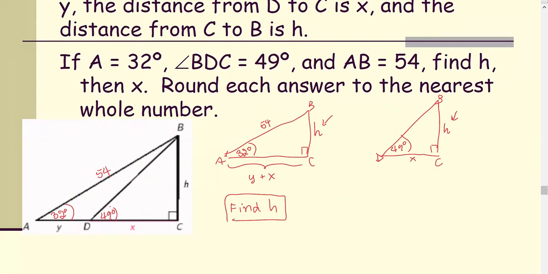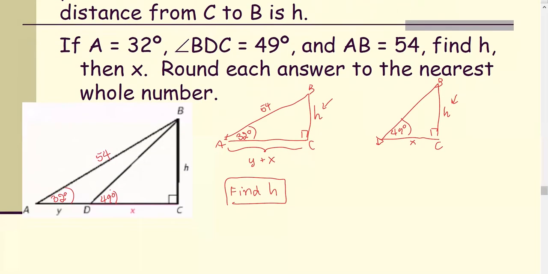To use one of the definitions of the six trig functions, in the big triangle, angle A is 32, the opposite is h, and the hypotenuse is 54. So we have more information to use than using the other small triangle. Opposite and hypotenuse means we're going to use the sine function. So sine 32 degrees equals the opposite divided by the hypotenuse.